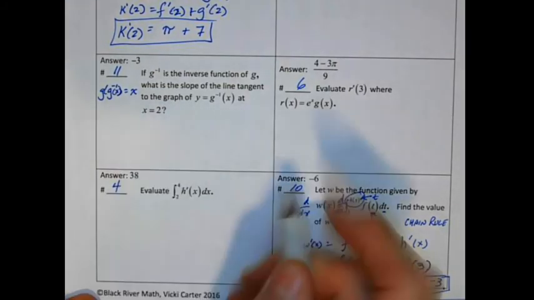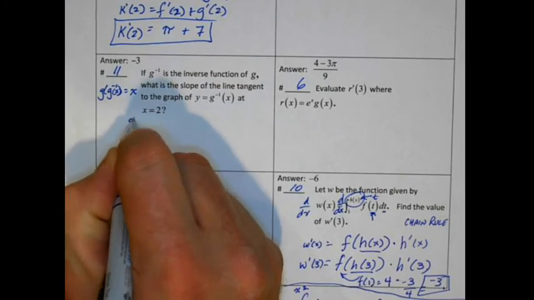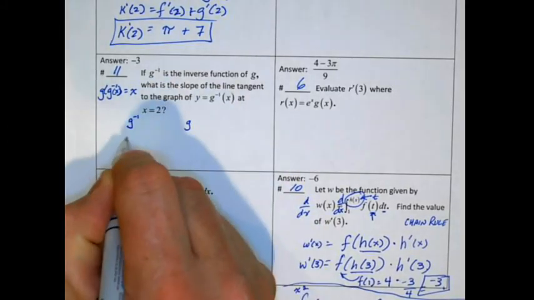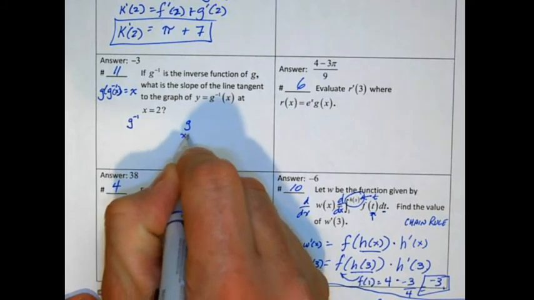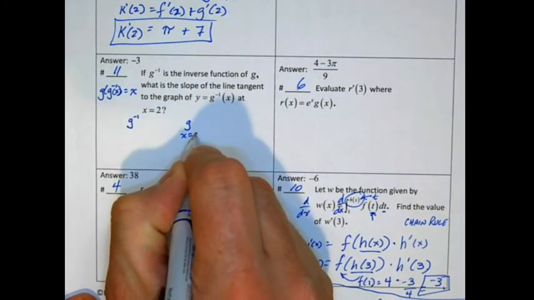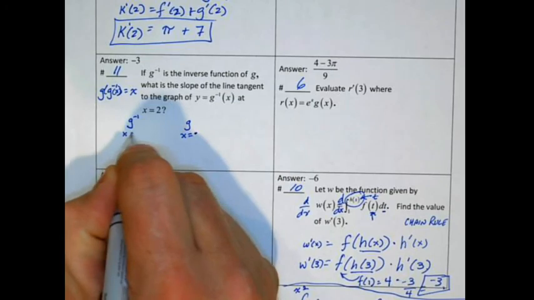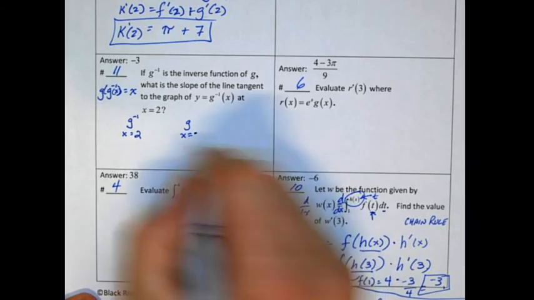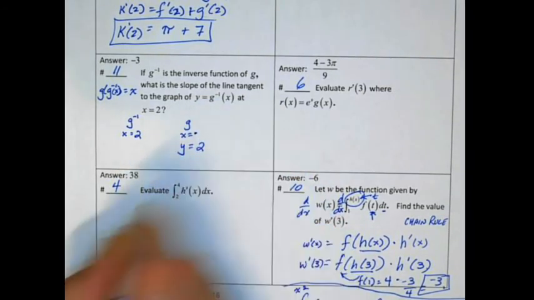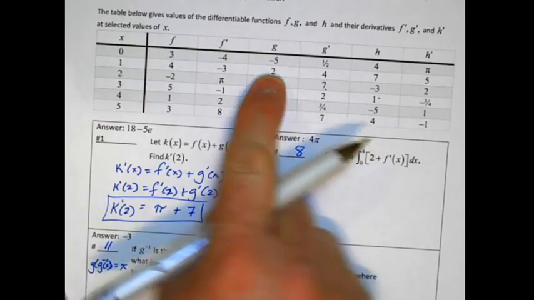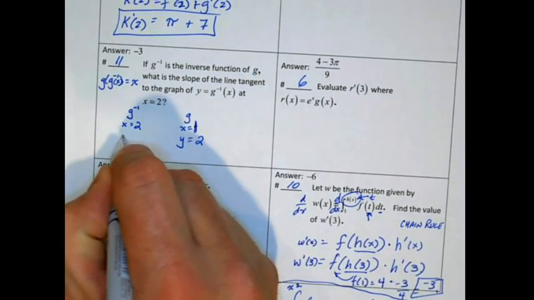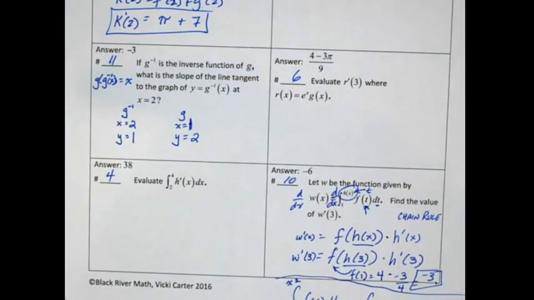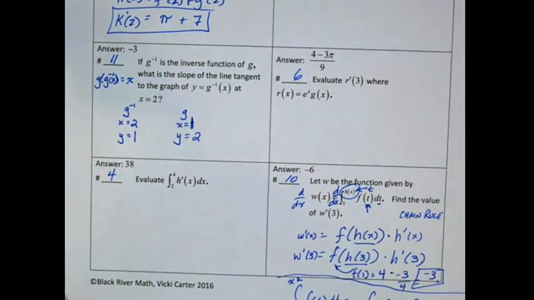I'm going to do it a little bit differently. So if g inverse has an x value of 2, which means that g has a y value of 2. And if I look at g, the y value of 2 means that the x value for g is at 1, which means that the y value here is 1. Because they are inverses, they're just going to flip sides.